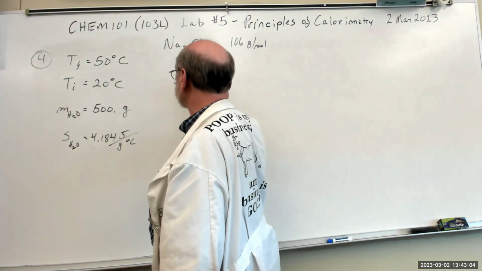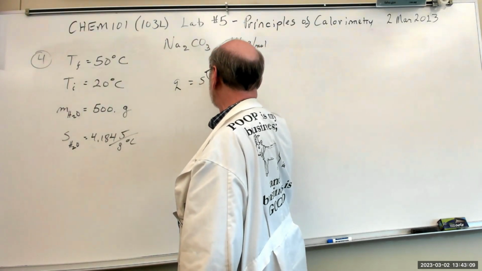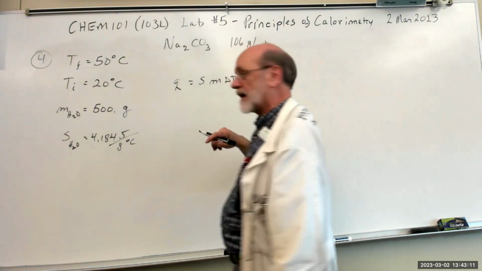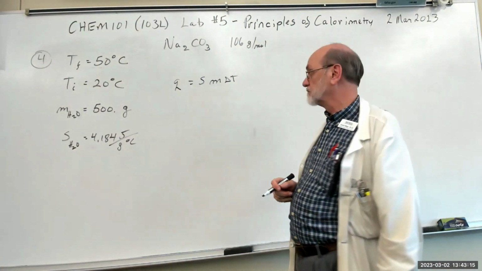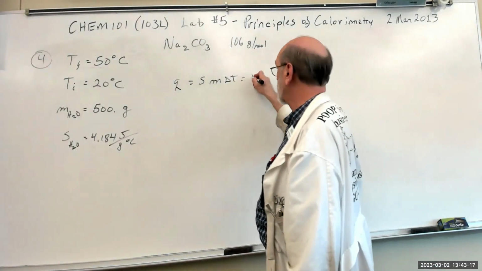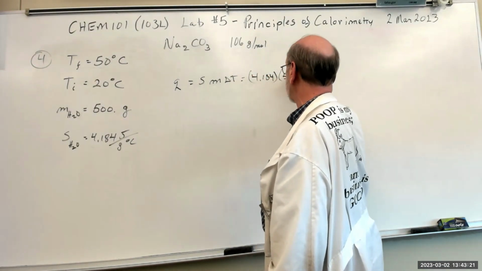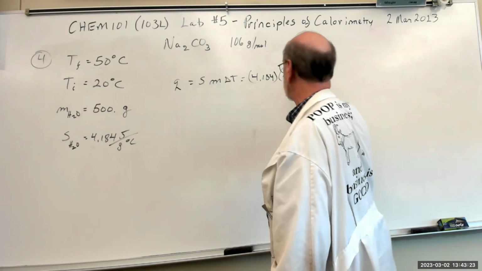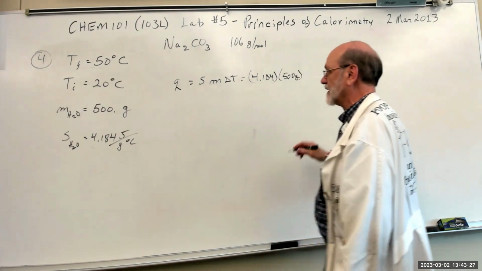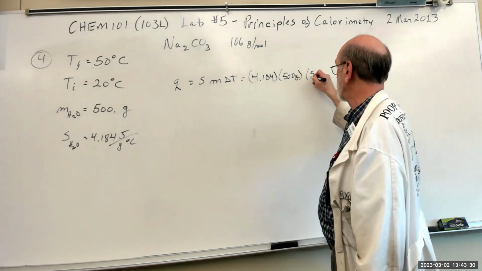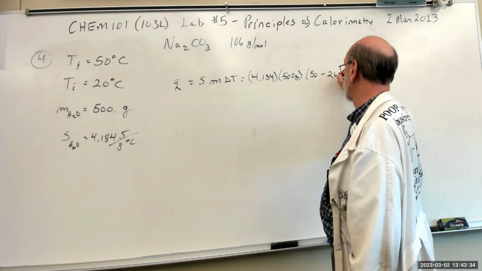Right. How much heat is this going to generate? If we just look at this simple expression, that'll give us the amount of heat for this reaction. That Q, right? 4.184, and then the mass is 500. And then the temperature change is what? Final is 50 minus initial, which is 20.